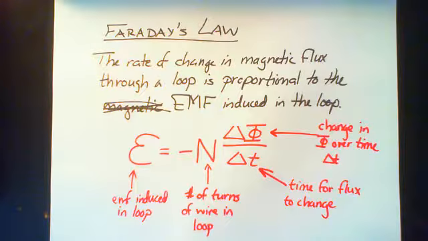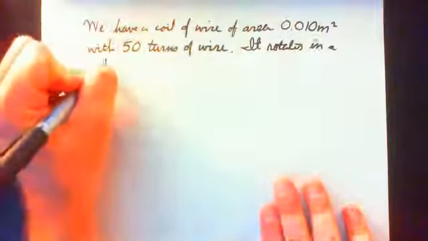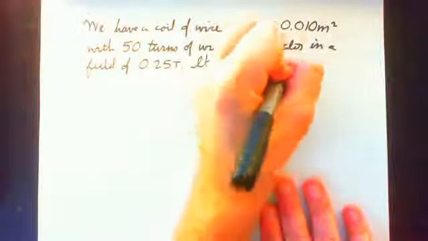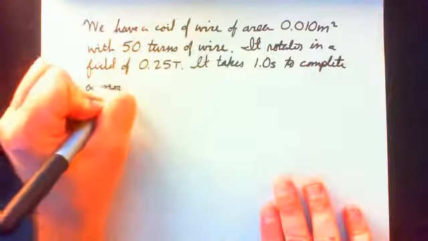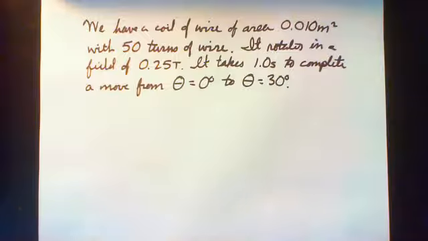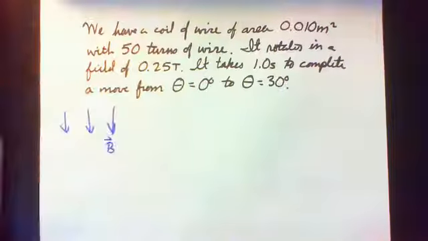So let's apply this. Let's say we have a coil of wire, and that coil of wire has an area of 0.010 meters squared, and there are 50 turns of wire in that loop. And that wire rotates in a field of 0.25 Tesla. Let's say it takes 1.0 seconds to complete a move from theta equals 0 degrees to theta equals 30 degrees. And I want to know what the EMF is that's induced in that loop.